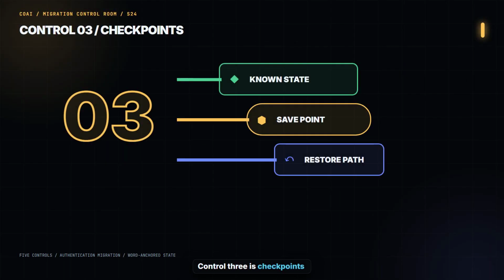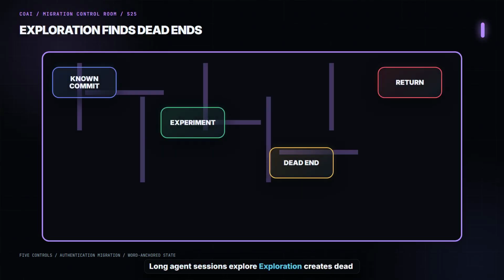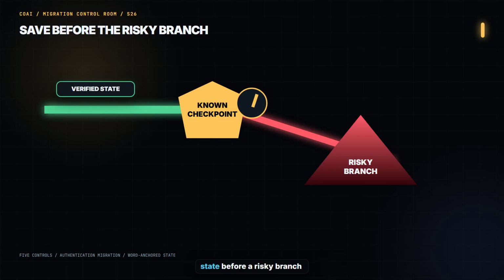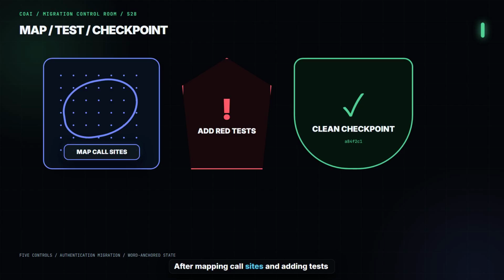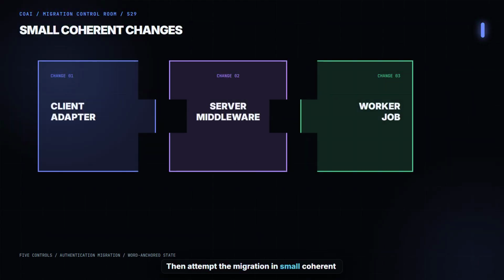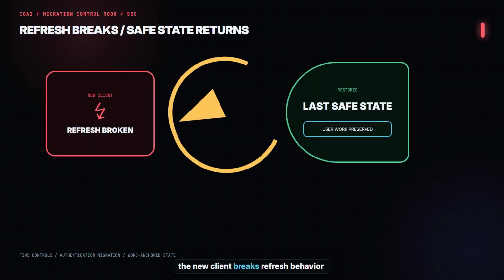Control 3 is checkpoints. Long agent sessions and exploration create dead ends. A checkpoint gives the workflow a known state before a risky branch. Start from a known commit. After mapping call sites and adding tests, save a clean checkpoint. Then attempt the migration in small coherent changes. If the new client breaks refresh behavior, restore the last safe state without erasing unrelated user work.